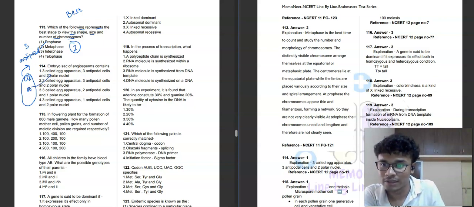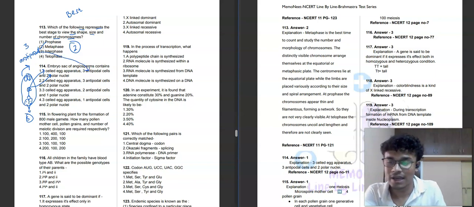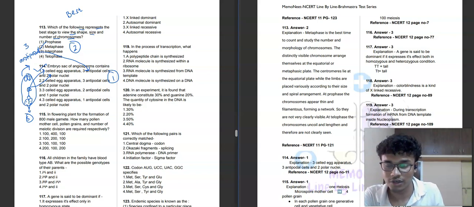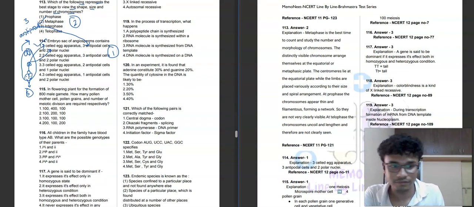So here there are 2 polar nuclei. The egg apparatus will have 2 synergids, along with the egg. So here is the 3-cell egg apparatus. 3 antipodal cells, 3-cell egg apparatus, and 2 polar nuclei. So the first option, 114, will be our correct answer for this question. Moving towards the next question, 150.